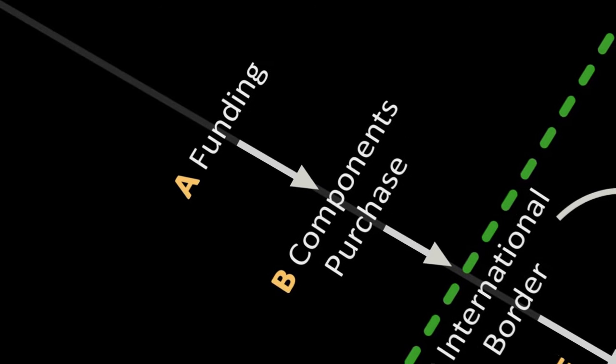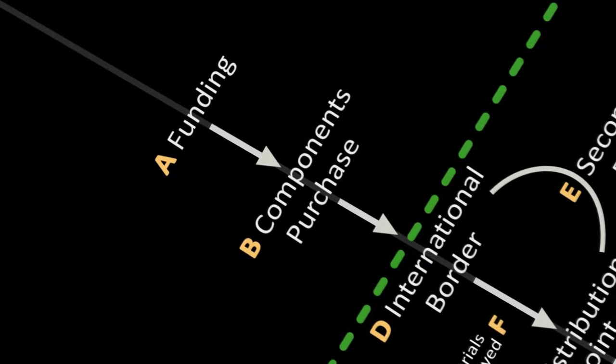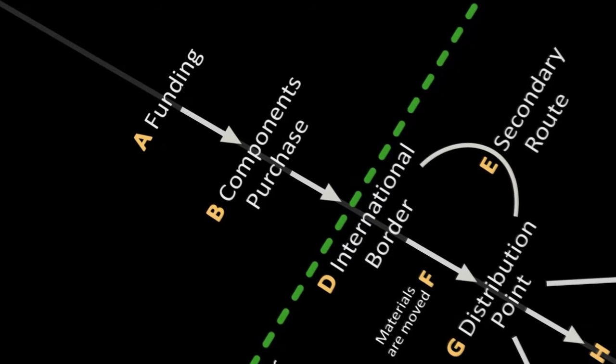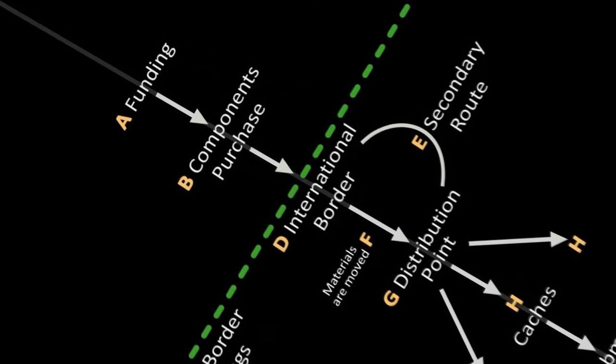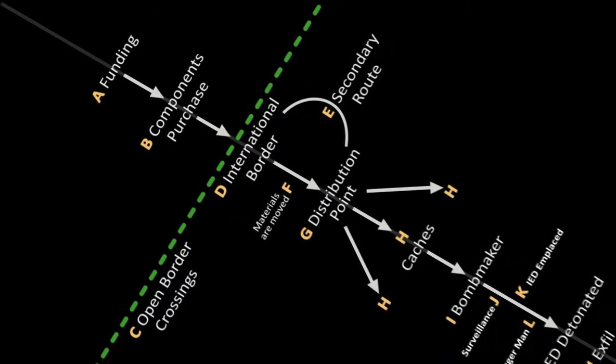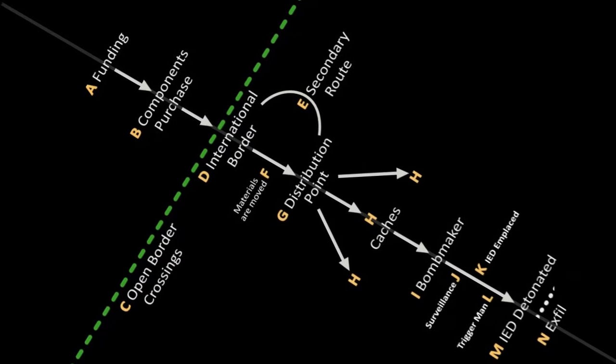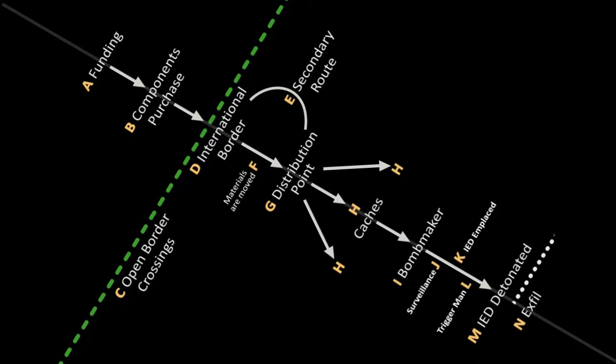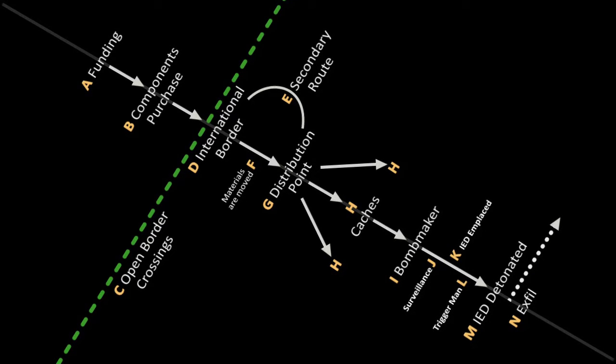The principles of this chart were developed by the Army's Asymmetric Warfare Group to assist units in the interdiction of insurgent IED-related activity. As you see, the IED chain starts with A, where funding and procurement activity is taking place, and ends with the insurgents fleeing the scene of an IED attack at N.